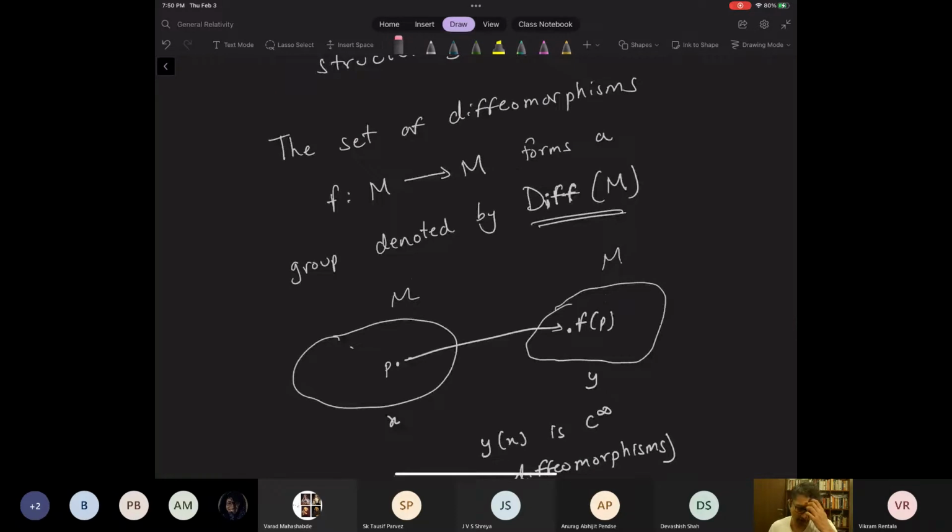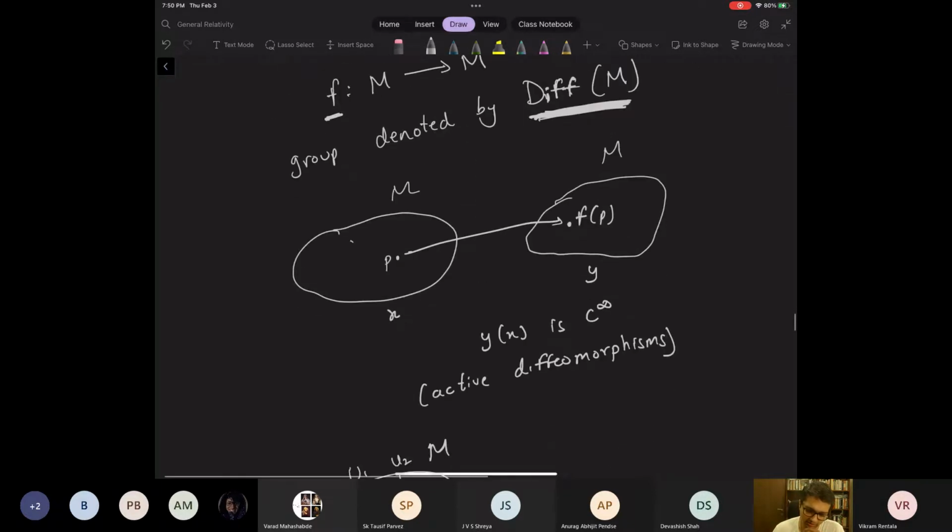Now the set of diffeomorphisms, the set of all diffeomorphisms. That is, if you take a manifold M and you transform it to the same manifold M, maybe with a different coordinate chart, this set of diffeomorphisms forms a group, denoted as diff M. You can show that this set of functions F forms a group, that is diff M. So this is a group in the mathematical sense.